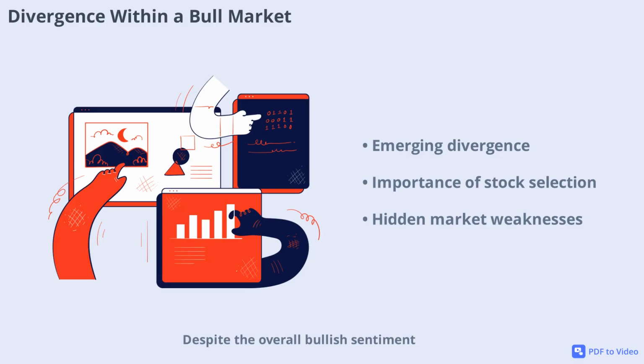Despite the overall bullish sentiment, emerging signs of divergence are appearing. While many stocks are surging, a few are lagging or showing signs of moderating momentum. This divergence underscores the importance of individual stock selection and highlights that even in a strong market, underlying weaknesses can exist. Investors should remain vigilant and not assume that all stocks will move in tandem with the broader trend.